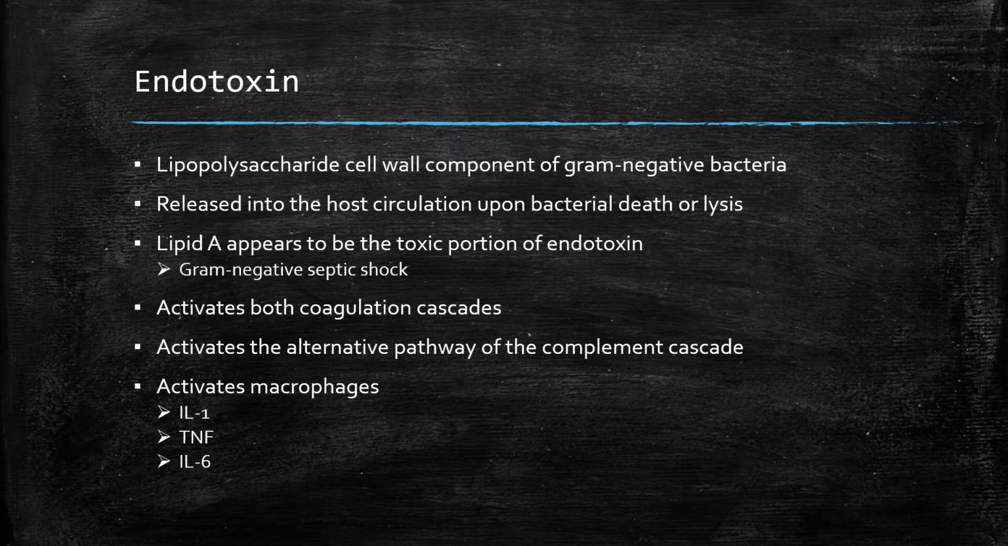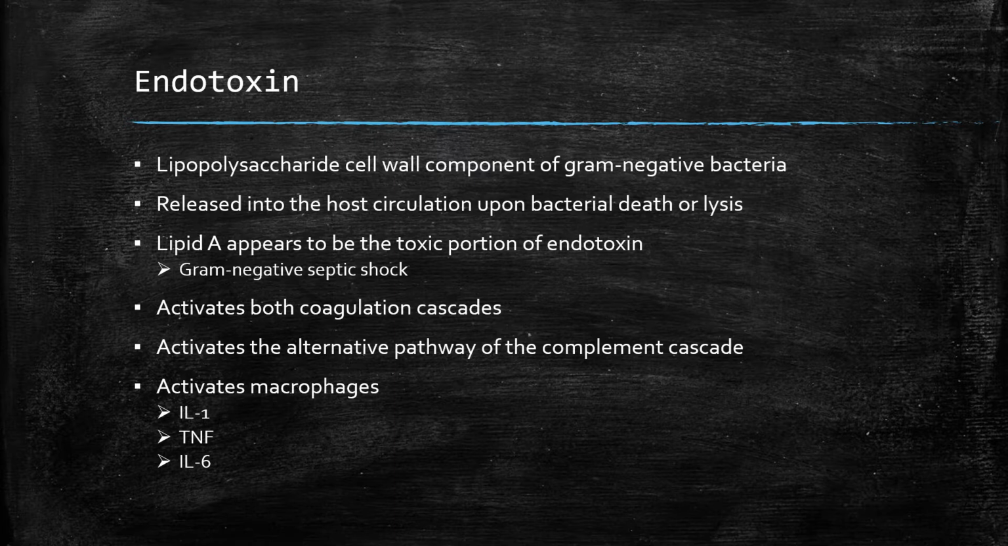Endotoxin is an intrinsic lipopolysaccharide cell wall component of gram-negative bacteria. Endotoxin is released into the host circulation upon bacterial death or lysis. Lipid A appears to be the toxic portion of endotoxin, and experimentally it is capable of causing all the hallmarks of gram-negative sepsis.